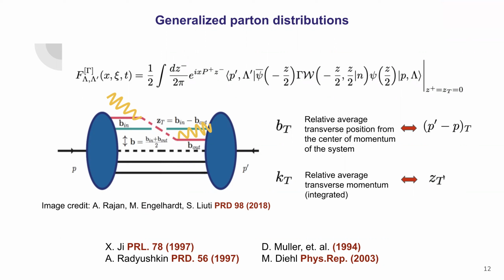Brandon, can I ask you a quick question? Of course. Is this BT the same variable as, for example, B perp that the color transparency people are talking about?